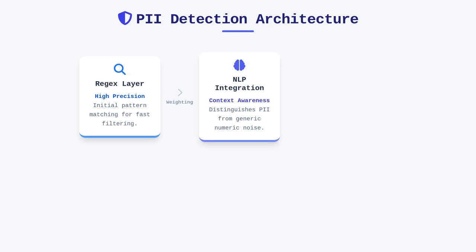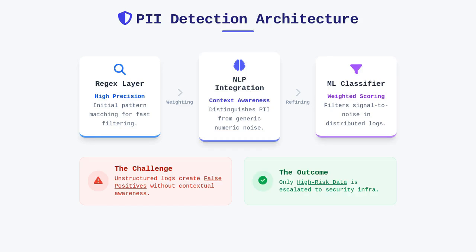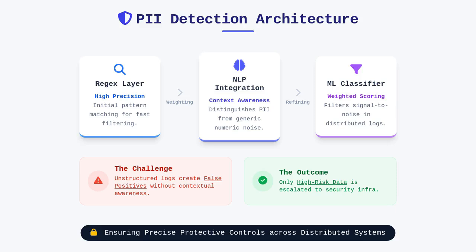For unstructured logs or raw network traffic, we often deploy weighted scoring systems where a regex match contributes a certain probability weight, which is then refined by a machine learning classifier. This pipeline, when properly tuned, effectively filters the massive signal-to-noise ratio inherent in contemporary distributed storage systems, ensuring that only data requiring protective controls is escalated to our security infrastructure.